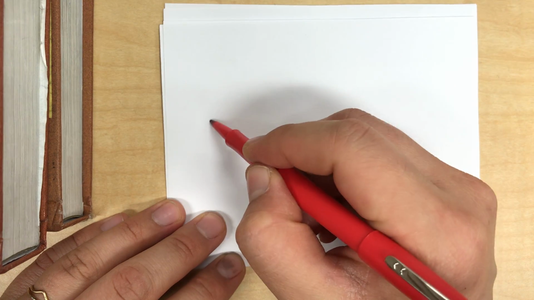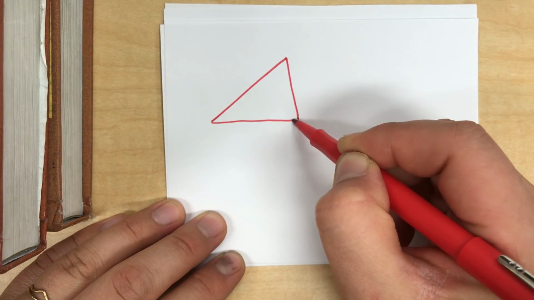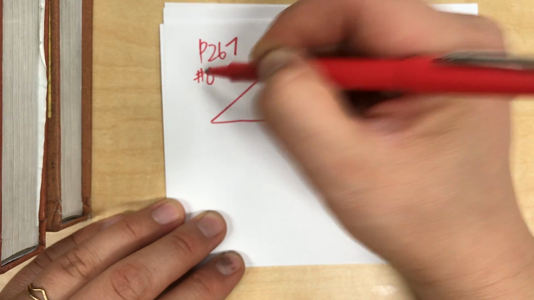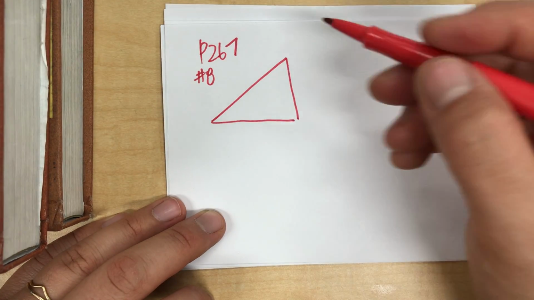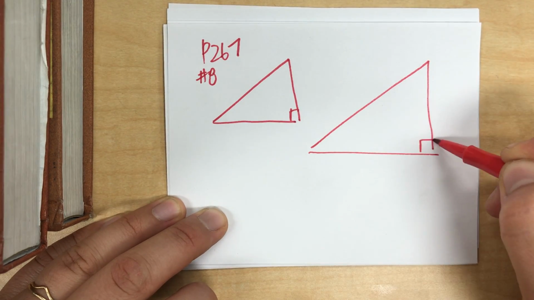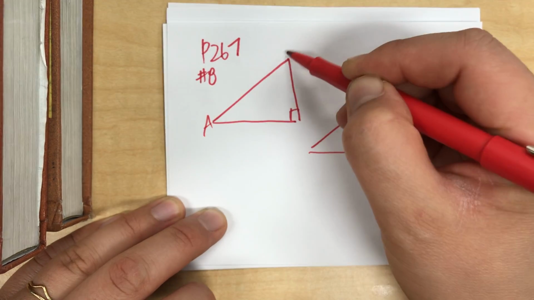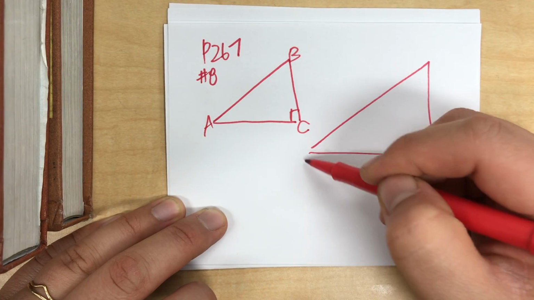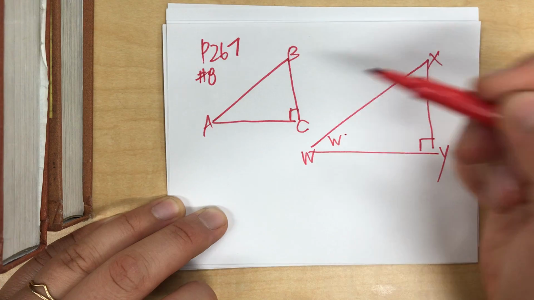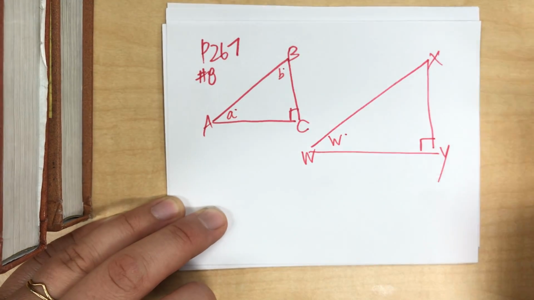In the next question, this one is talking about similar triangles. Okay, so in here you have, by the way, this is page 267, number 8. They give you two triangles right over here. They give you this one, and then they give you a bigger one. Okay, and so it says A, B, C, and then this one is W, X, Y. They tell you that this is angle W, this is angle A, angle B.